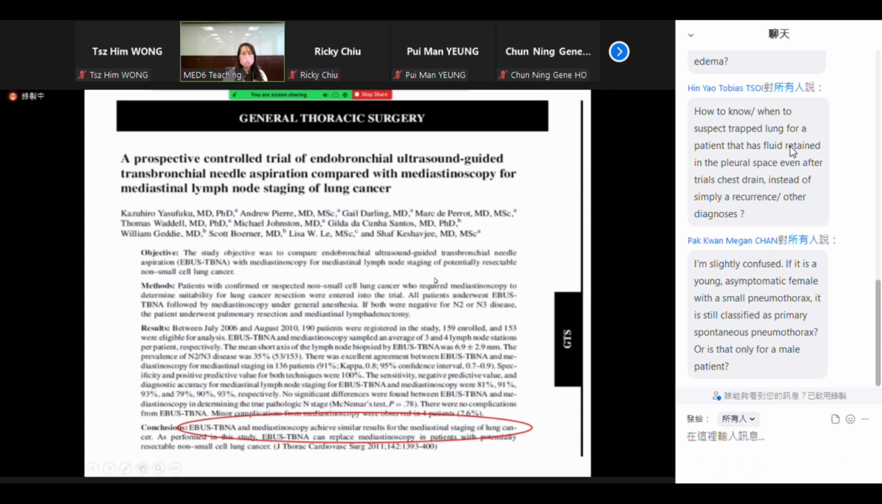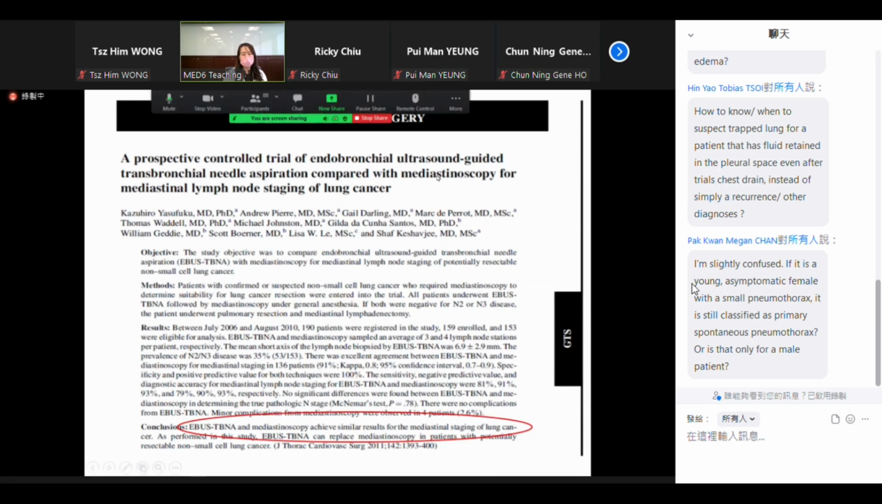So classically or traditionally, for staging of lung cancer, patients need to undergo GA mediastinoscopy to take out the lymph node for mediastinal staging. But nowadays, it is largely replaced by endobronchial ultrasound. This is one of the landmark papers showing EBUS is as good as mediastinoscopy in terms of staging of lung cancer. So the good thing is that patients do not need to undergo a GA procedure if EBUS can be done. So we do EBUS in the endoscopy center under IV sedation.